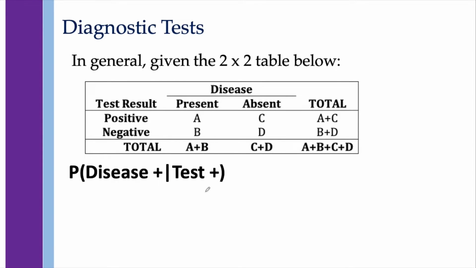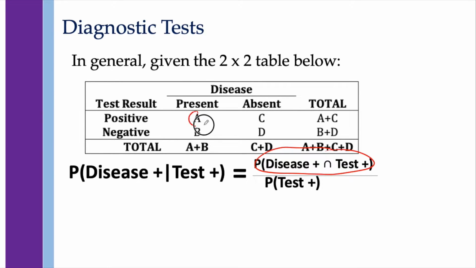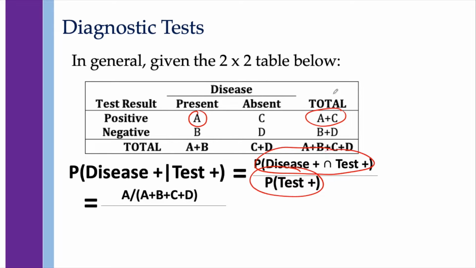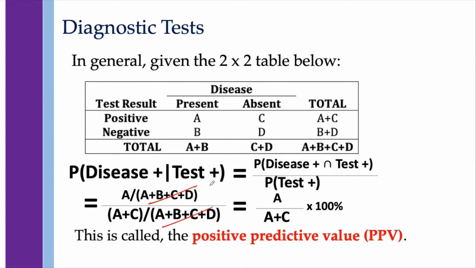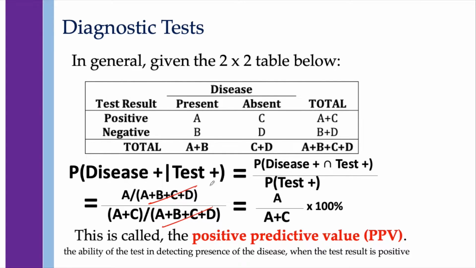How about the probability that a disease is present when the test result is positive? So the numerator here will be A over the total. And the denominator here will be this one, A plus C over the total. So canceling these two, we have A over A plus C. Again, we may multiply that by 100%. That is called the positive predictive value. It's the ability of the test in detecting presence of a disease when the test result is positive.